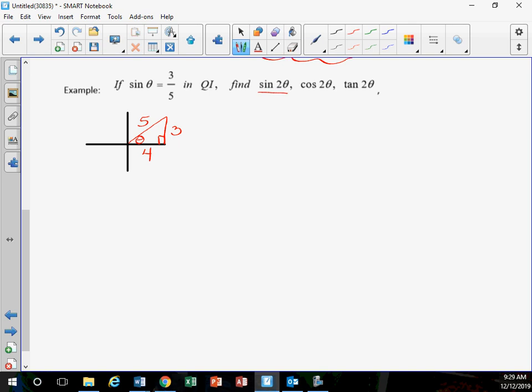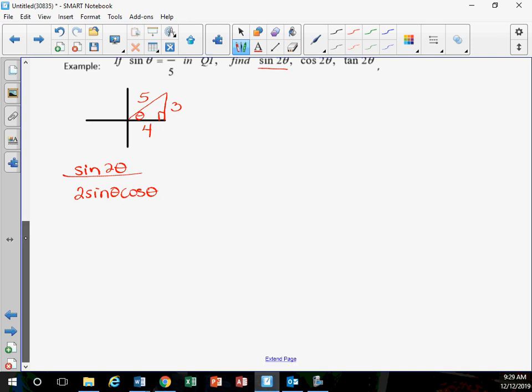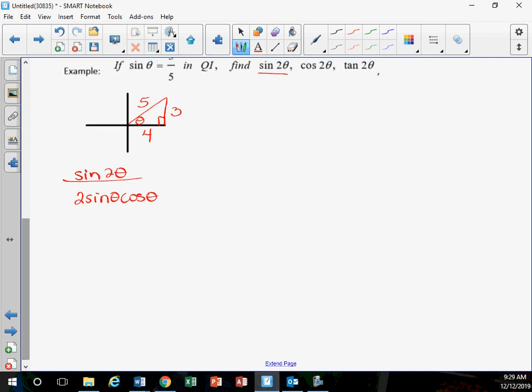So I'm first going to find sine of 2 theta. So I'm going to write out the formula. It's 2 sine theta cosine theta. So now we just plug in. It's 2 times, what is the sine of theta?